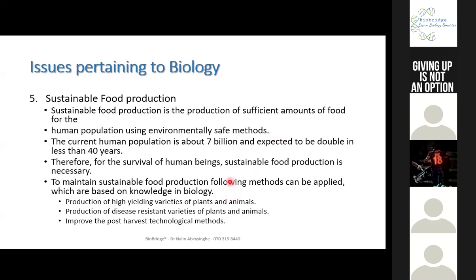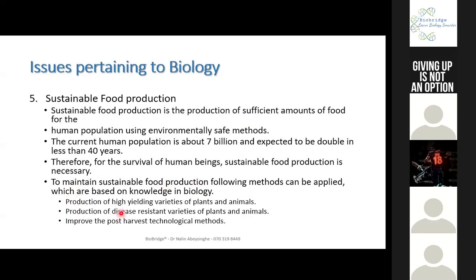You have to have high yielding varieties of plants and animals. That is, you have to research and grow plant and animal varieties which will give high crops. Animals or poultry which will grow fast, which will produce more meat. Plants which will produce many fruits per plant and that will mature in a short period of time. So that is all biological knowledge which is necessary to achieve these things.